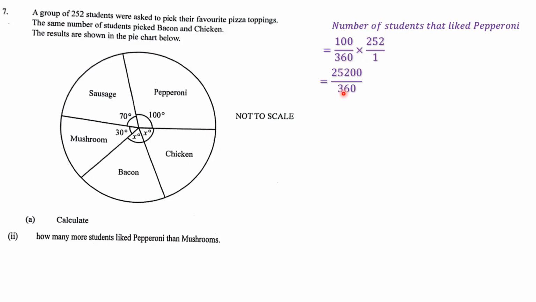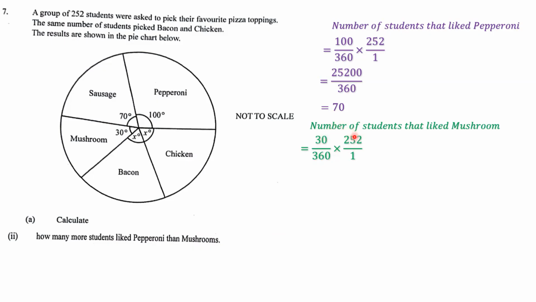And then 25,200 divided by 360 is definitely 70. So 70 students like pepperoni. How many students like mushroom? Well, the number of students that like mushroom, we're going to say 30 divided by 360 because that's the fraction of students that like mushroom. And we're going to multiply that by the total amount of students that are there.